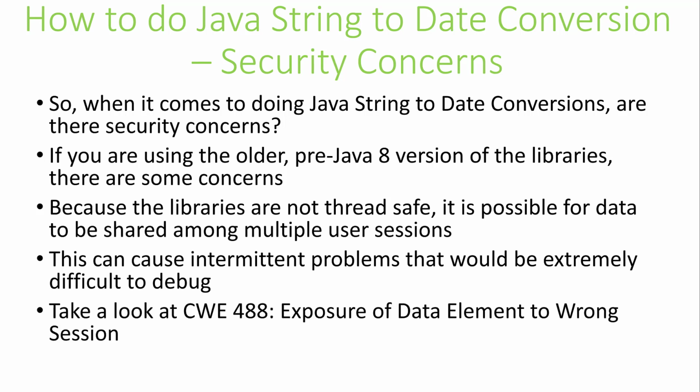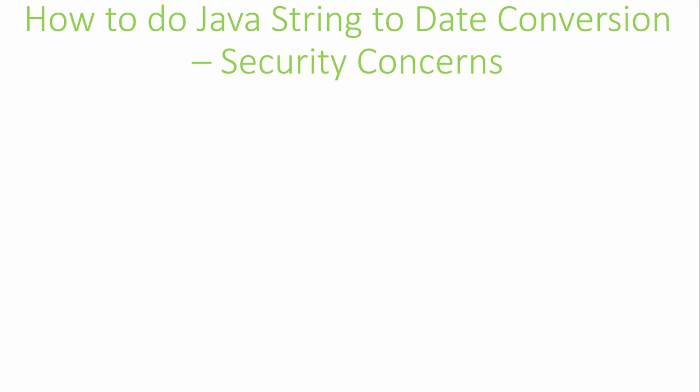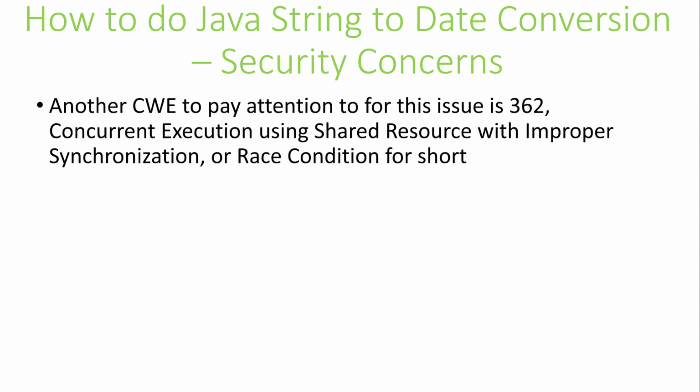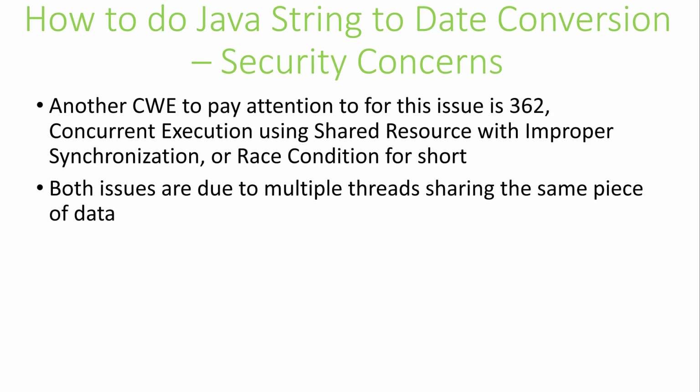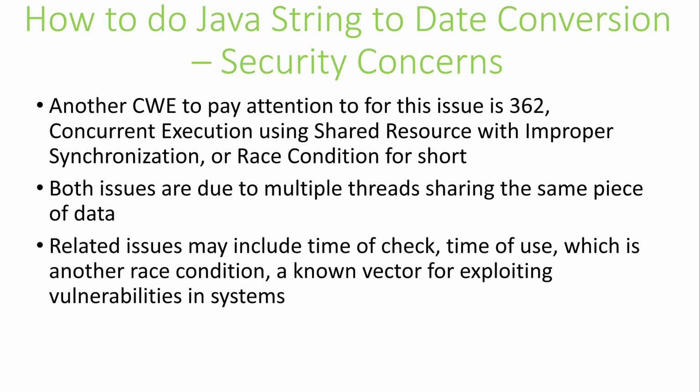They're there to help you prevent these kinds of issues. For more detail, look at CWE 488, Exposure of Data Element to a Wrong Session. Another CWE to review is 362, Concurrent Execution Using Shared Resources with Improper Synchronization, or simply race condition for short. Both 488 and 362 are related to multiple threads sharing the same piece of data. Related issues may include time of check, time of use issues, which is another race condition and is a known vector for exploiting vulnerabilities in systems.